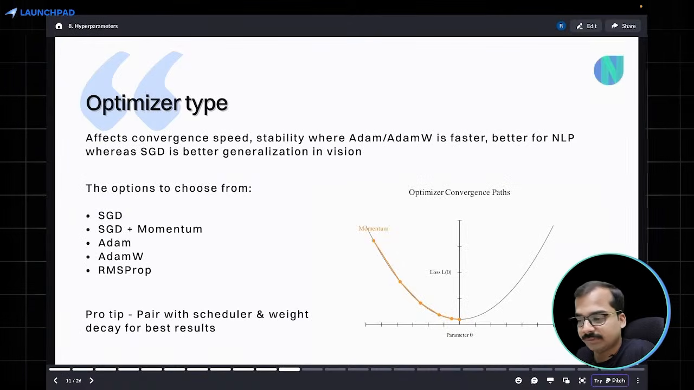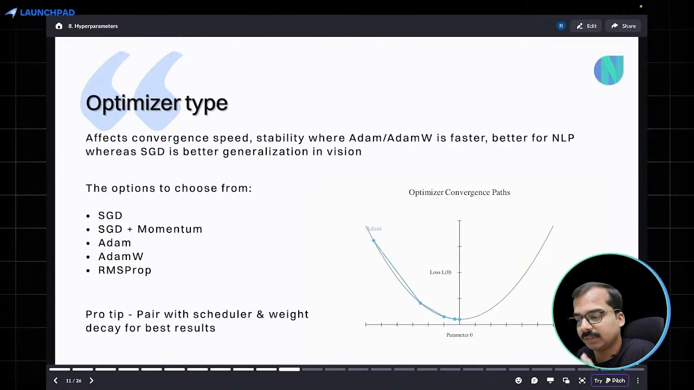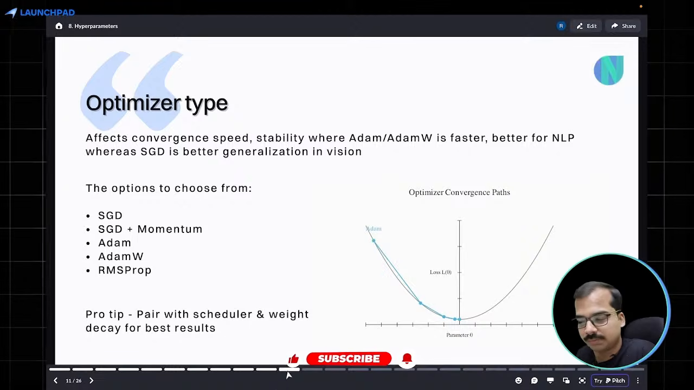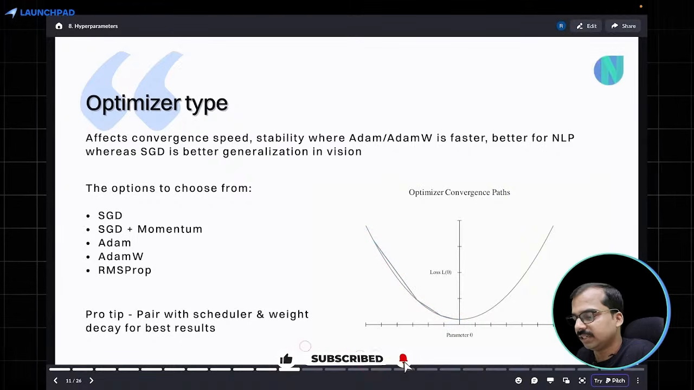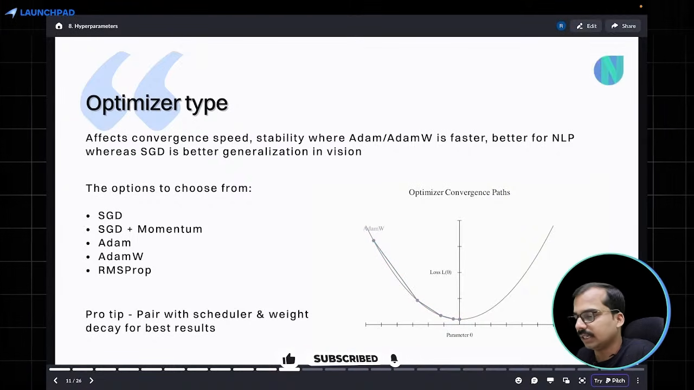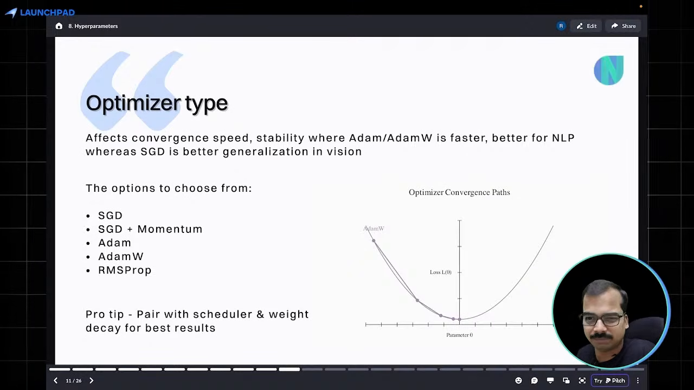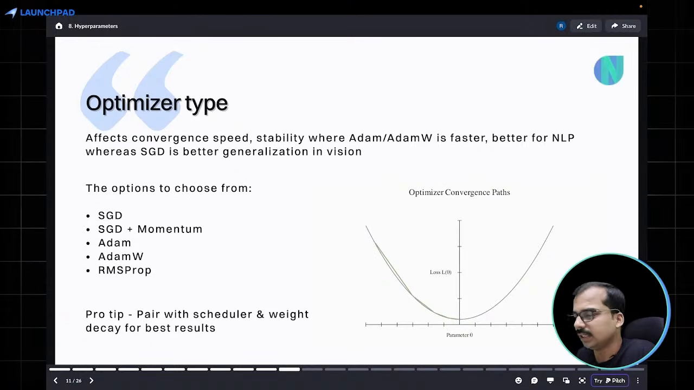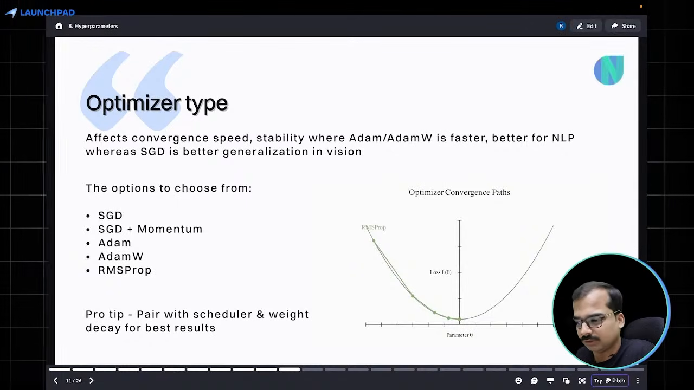Then optimizer types. We have studied various optimizer types, right? SGD with momentum, Adam, RMSprop. So the different optimizers are used, and we have studied them in the previous classes also. What are the pros and cons? Generally, Adam is preferred, and SGD with momentum is also quite preferable.